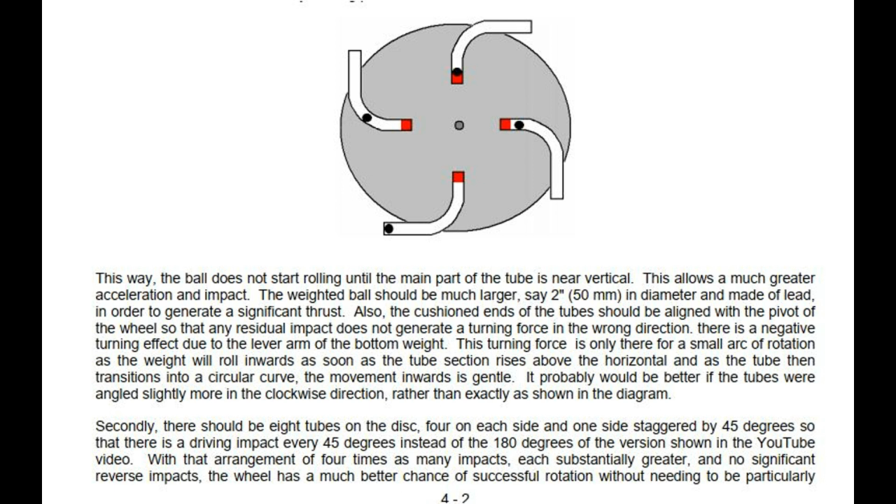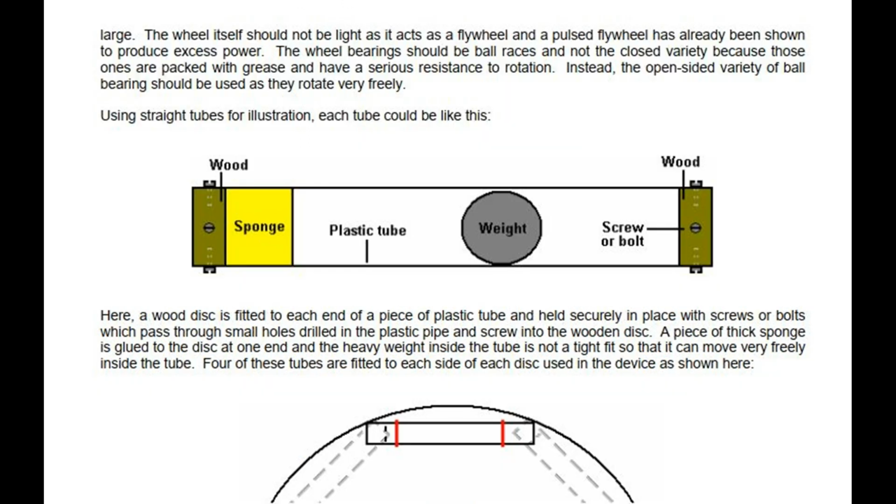Secondly, there should be 8 tubes on the disc, 4 on each side and one side staggered by 45 degrees, so that there is a driving impact every 45 degrees instead of the 180 degrees of the version shown in the YouTube video. With that arrangement of 4 times as many impacts, each substantially greater, and no significant reverse impacts, the wheel has a much better chance of successful rotation without needing to be particularly large.